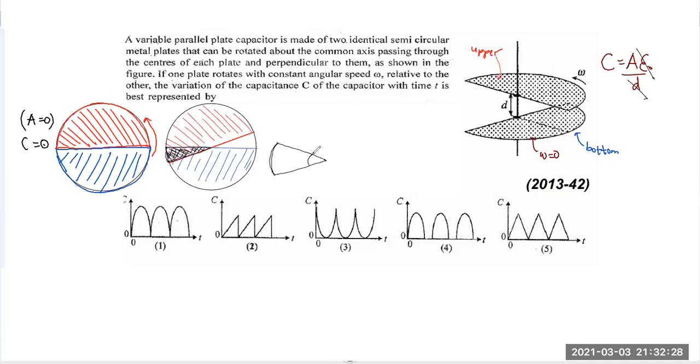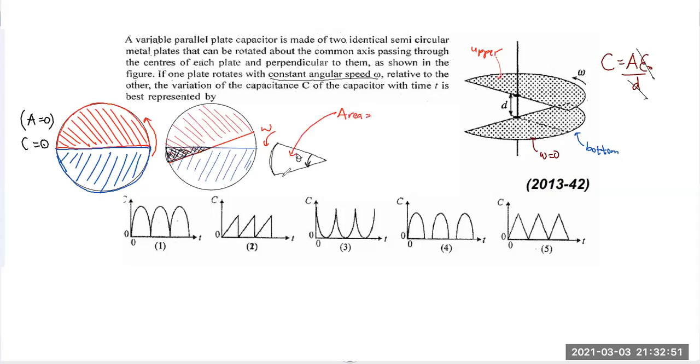I'll take this angle as theta. That angle is going to change as it rotates. It's rotating at constant angular speed omega. Remember that. So let me mark that as well. Omega is constant, and theta is now this. And what is the area of this part? What is the equation for the area of a sector?